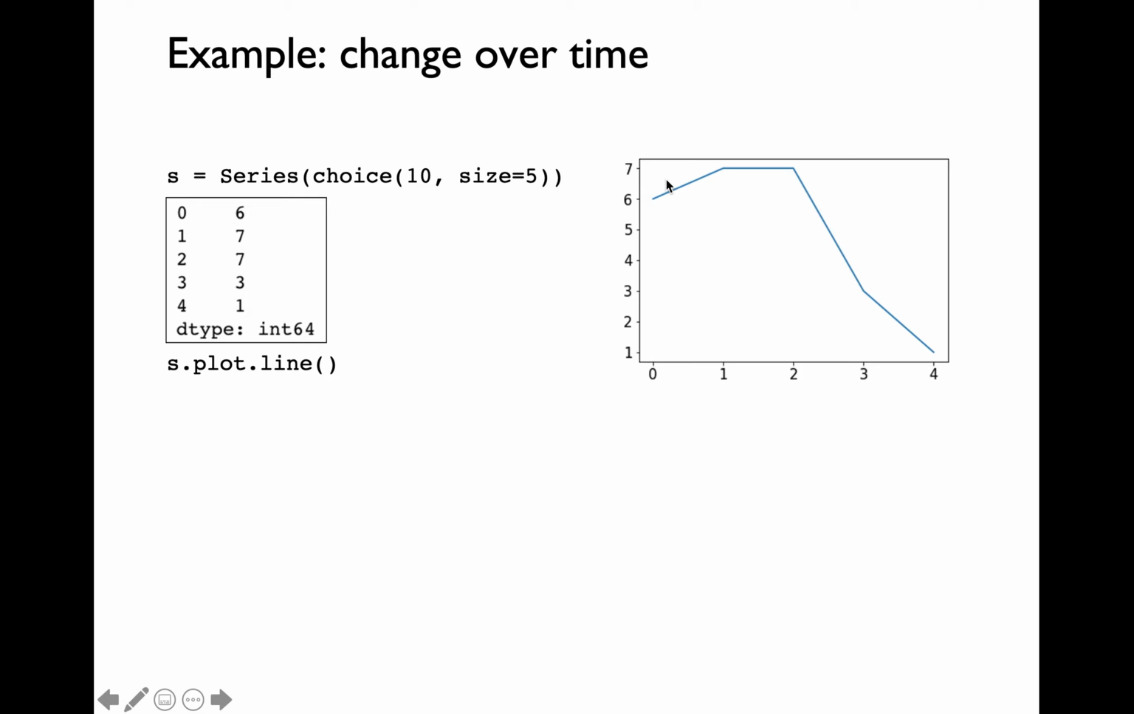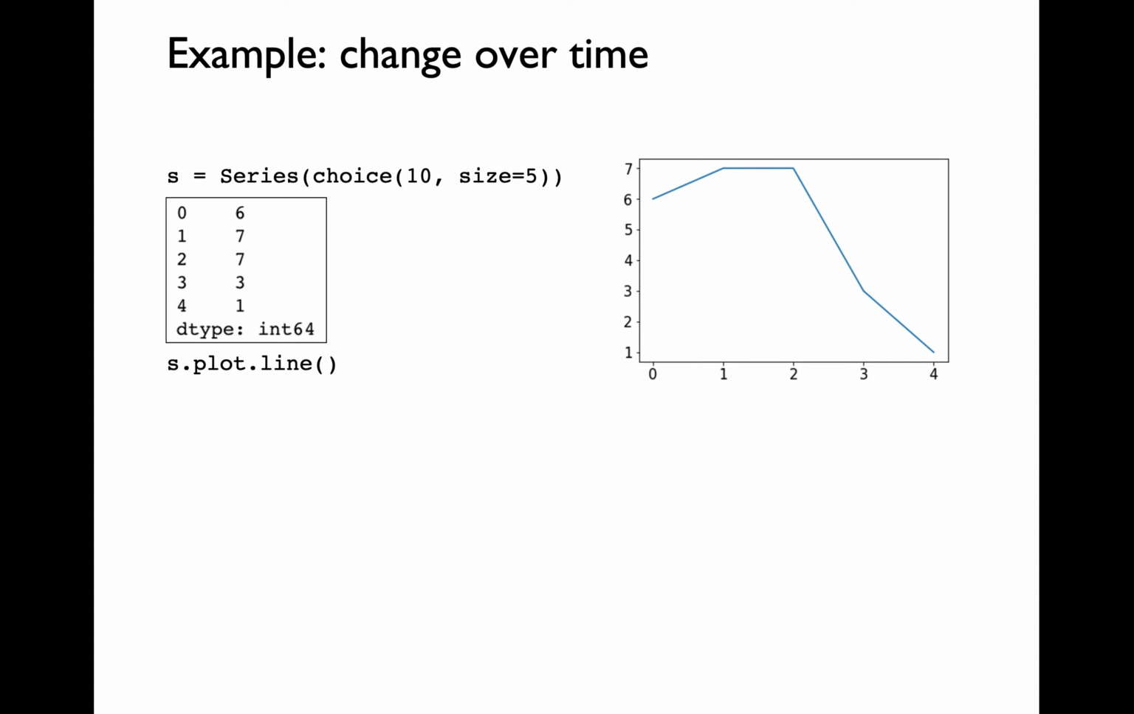I can very easily produce a line plot of this series by simply saying s.plot.line. That will work because my series is ordered based on index values here. You need to always make sure that your series is sorted based on index values to be able to get a proper line. If you don't have your index values sorted, then you're going to get a crooked line.